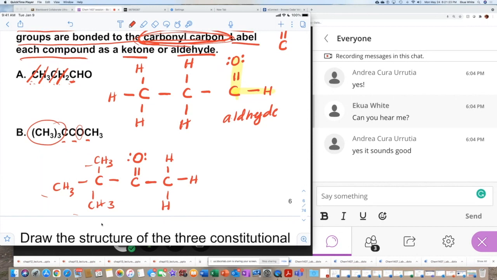Okay, so carbonyl, and you have this right here. Oh, this is a ketone, right? Because you have the carbonyl in the middle right here, and to either side you have a carbon. So that makes this a ketone.